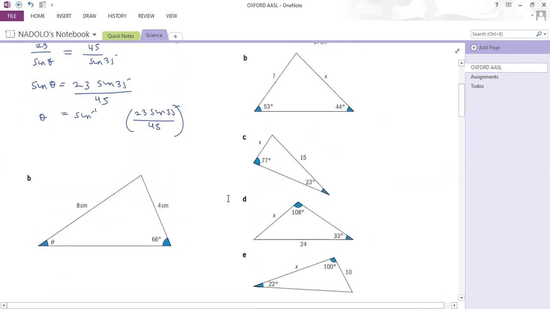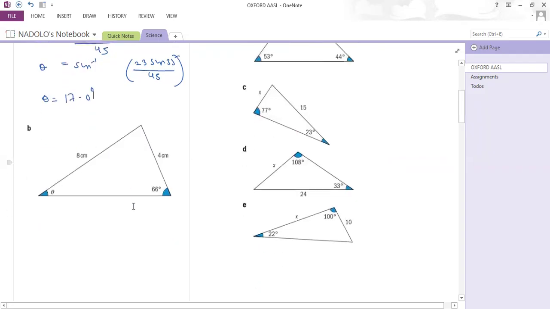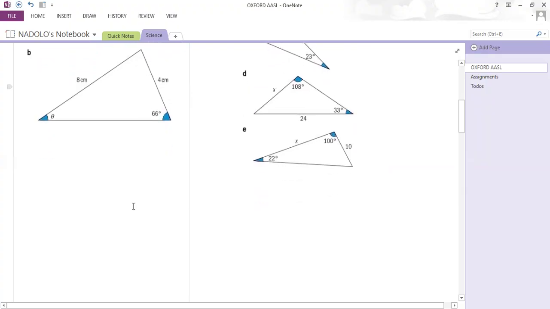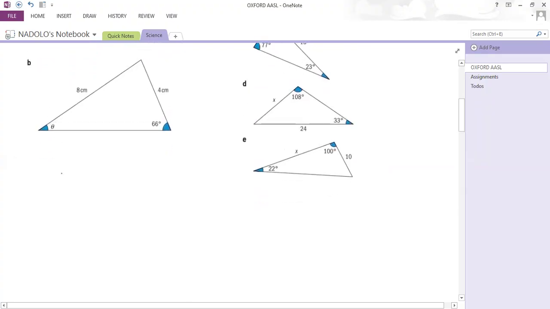So you're going to insert this on the GDC, and your answer should be 17.0 degrees. Then part B, we are still finding theta, same sine rule.